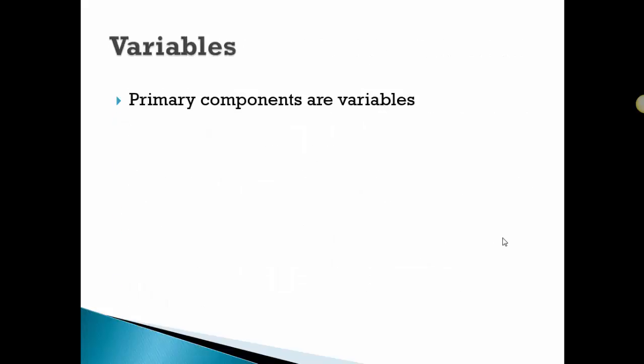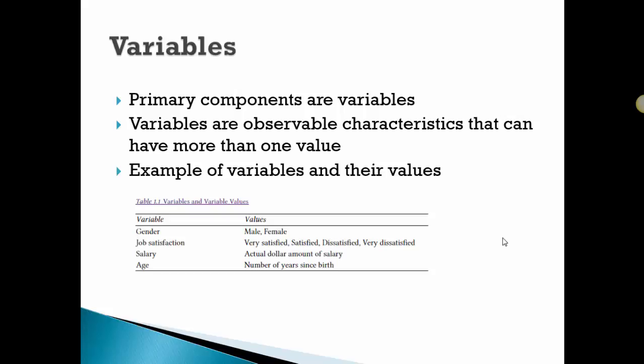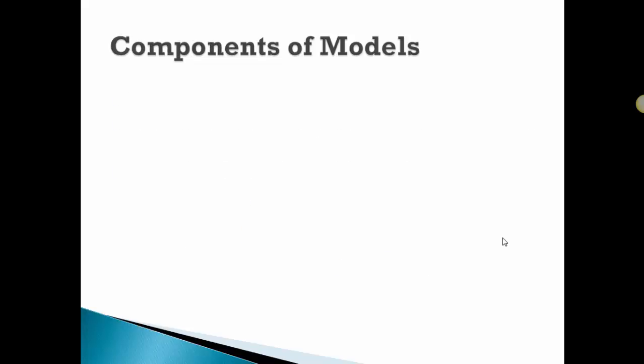So a variable, or variables, are the primary components when we're building a model. And variables are observable characteristics that can have more than one value. So here's an example from your textbook: gender, which could have values of male or female; job satisfaction might be measured on a Likert scale with 4 levels; salary, which is the actual dollar amount; and then age, which would be the number of years since birth.